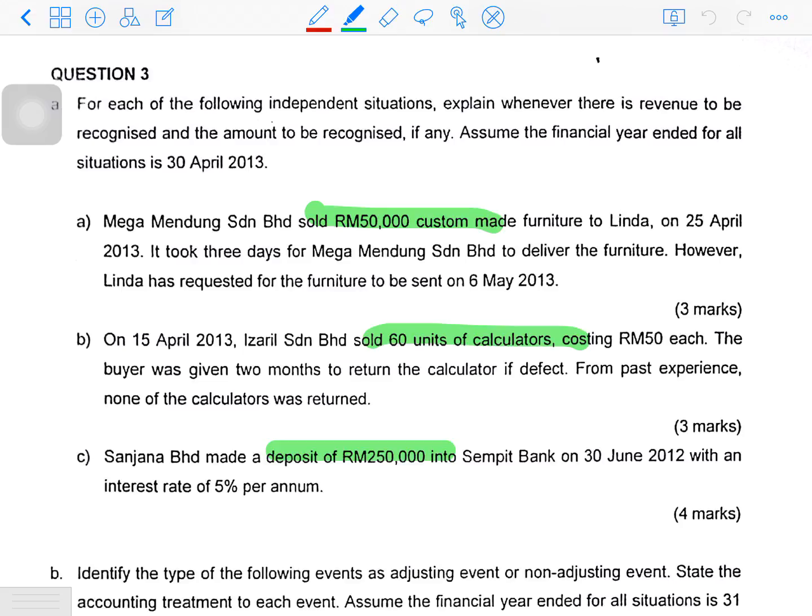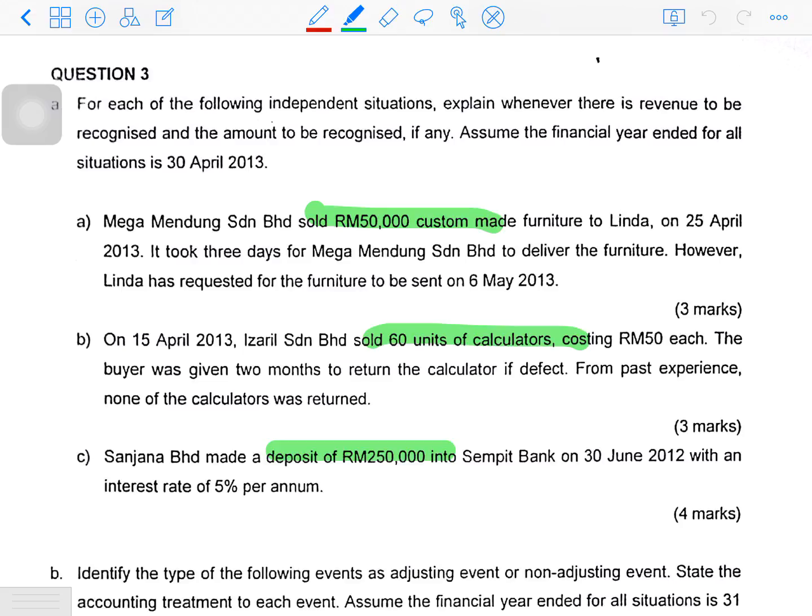So the first one here, we have a situation where Mega Mendung Sendirian Berhad ni sold 50,000 custom-made furniture to Linda. Furniture 50,000 on 25th of April 2013. It took 3 days for Mega Mendung Sendirian Berhad to deliver the furniture. However, Linda has requested for the furniture to be sent on 6th of May. Kan? 6th of May. So what kind of situation is this? Bill and hold. Kan? Bill and hold. As I mentioned earlier.